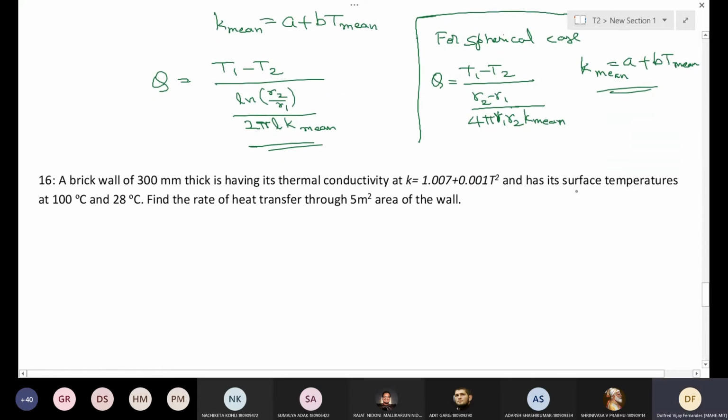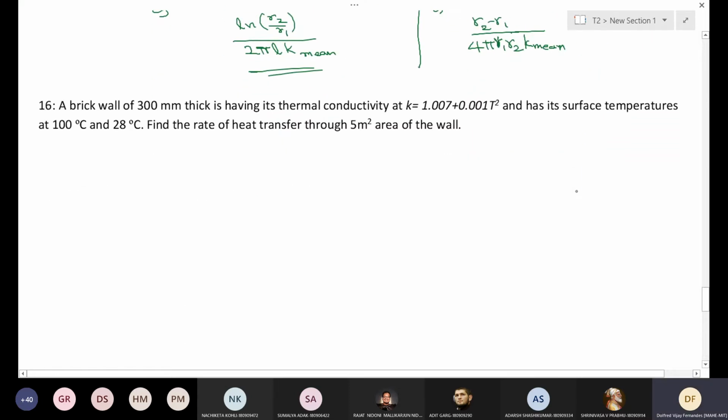So in this problem, we have a non-linear profile. Problem number 16. A brick wall of 300 mm thick, having a thermal conductivity K equal to 1.007 plus 0.001 T square, has surface temperatures of 100 and 28 degrees centigrade. Find the rate of heat transfer through 5 meter square area of the wall. Area is given.